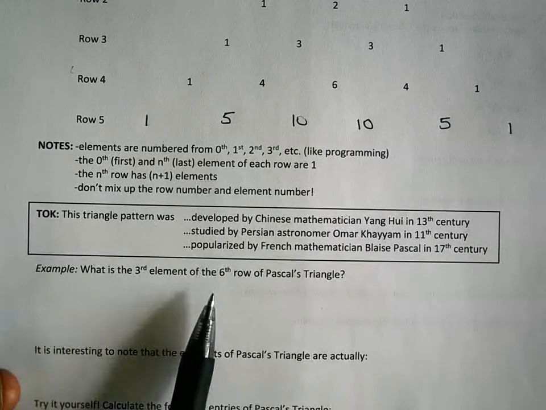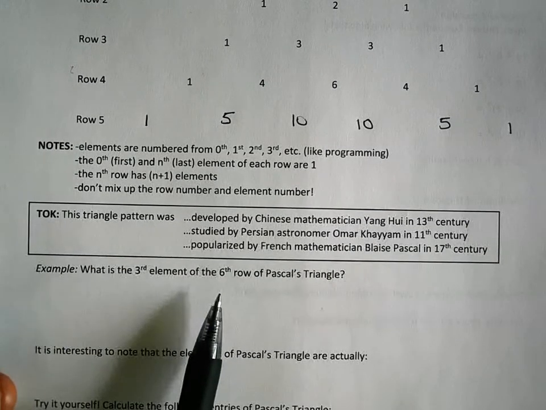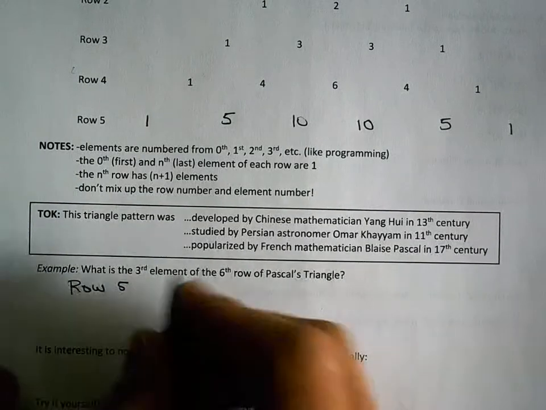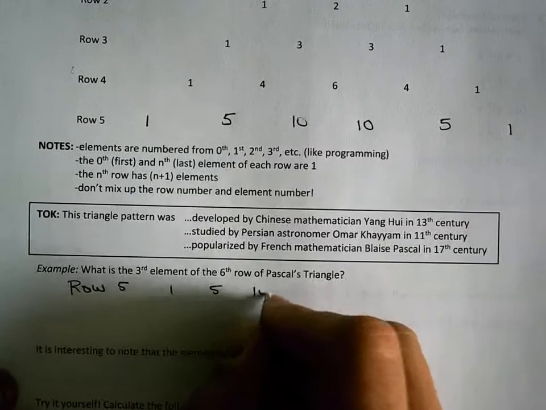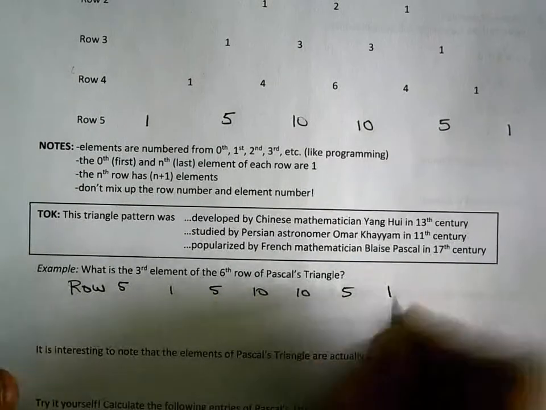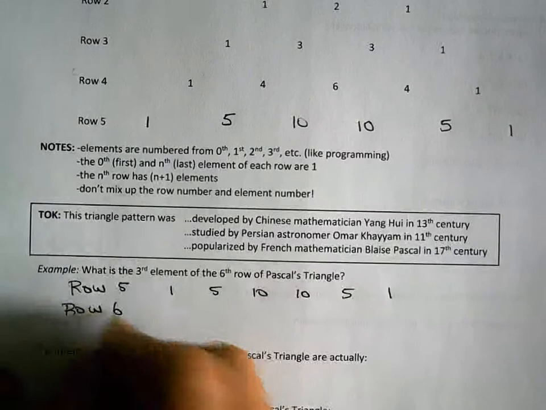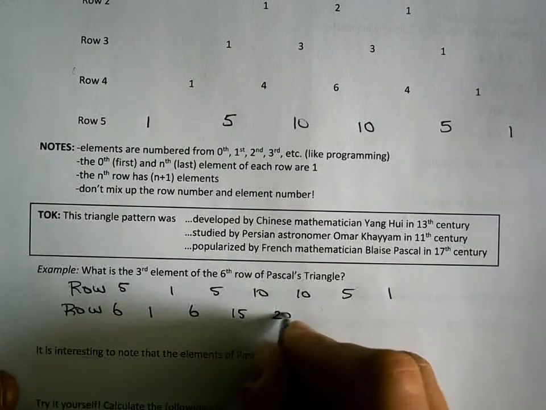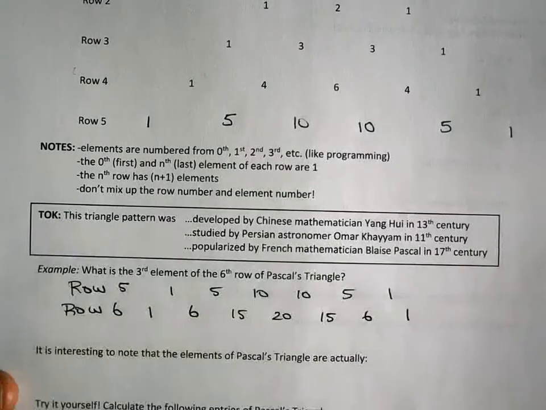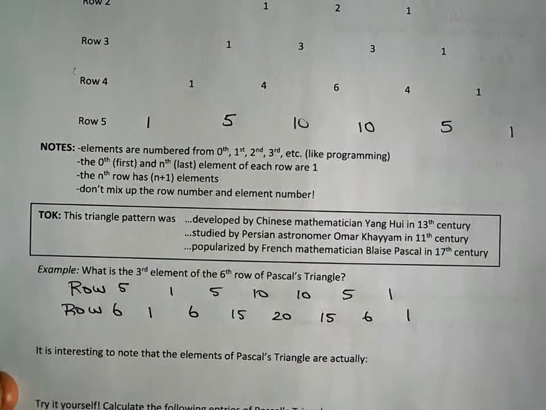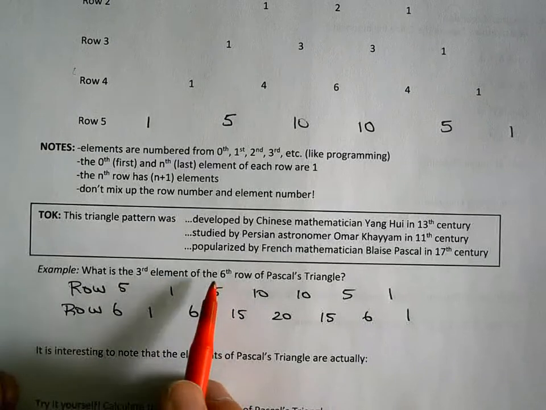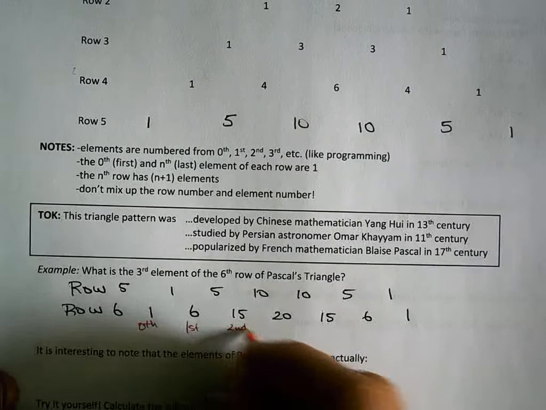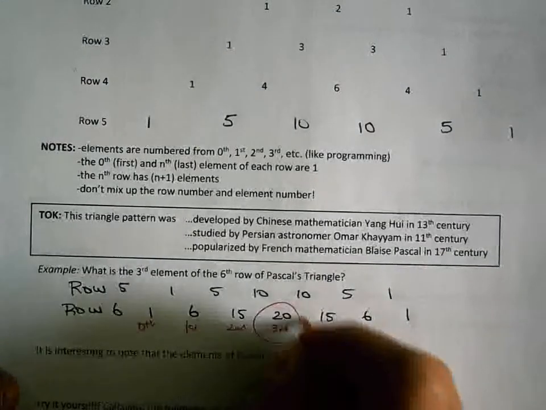Okay, what is the third element of the 6th row? One way I could solve this is I could write out row 5 again, which is 1, 5, 10, 10, 5, 1. And then I could write out row 6, which would be 1, 6, 15, 20, 15, 6, 1. Again, there's that symmetry. So third element: this would be the 0th element, the first, the second, the third. So it'd be 20.